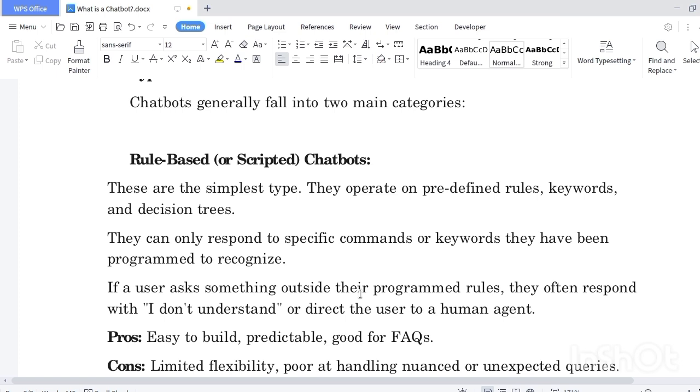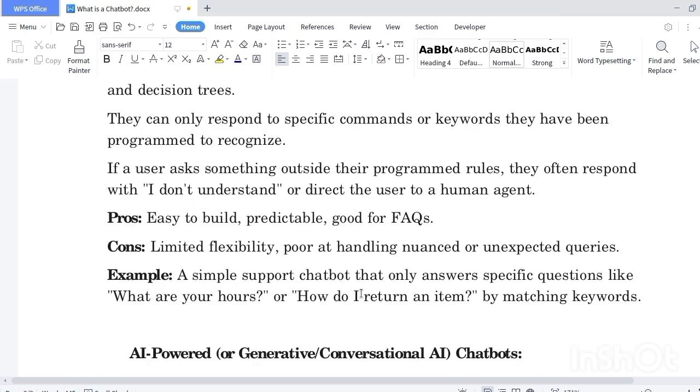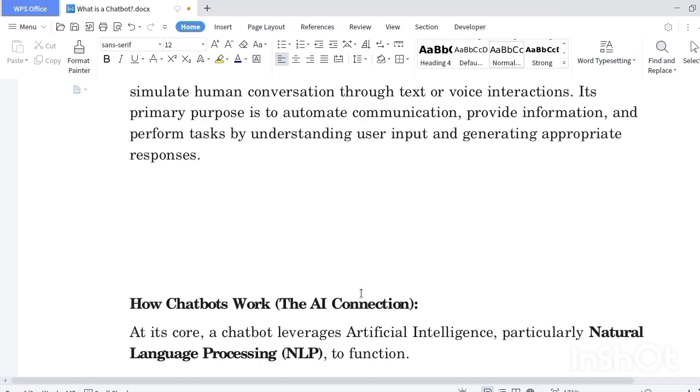Then if you ask something outside the programmed rules, it's going to tell you "I don't understand," or it transfers you to a human agent. The process is very easy to build, predictable, and good for FAQs. The con is that it is not nuanced. It cannot handle unexpected queries. It cannot reason on its own. It cannot give answers beyond what it has been trained to give.